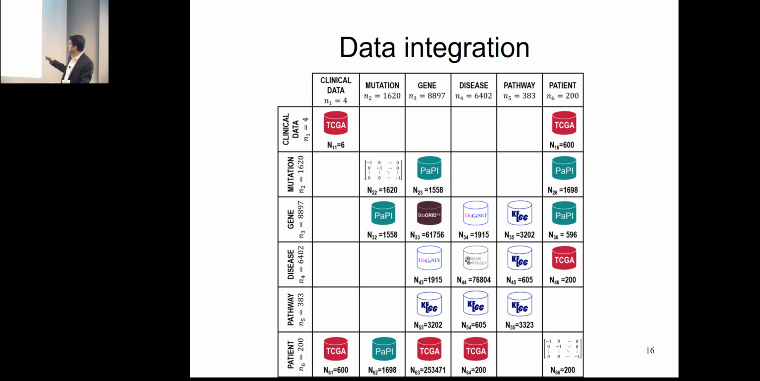But in these cases, there's a weight applied. Or if a gene is interacting with another gene, then I would have 1 or a weighted number in the corresponding element of this block connecting genes and genes, and so forth. This matrix is extremely sparse.